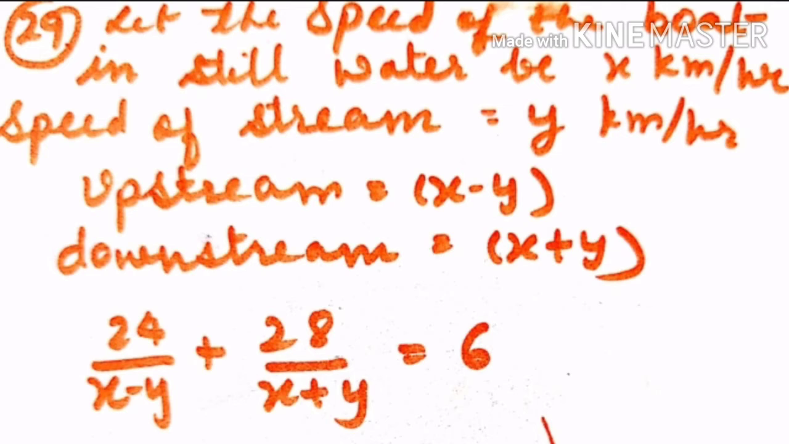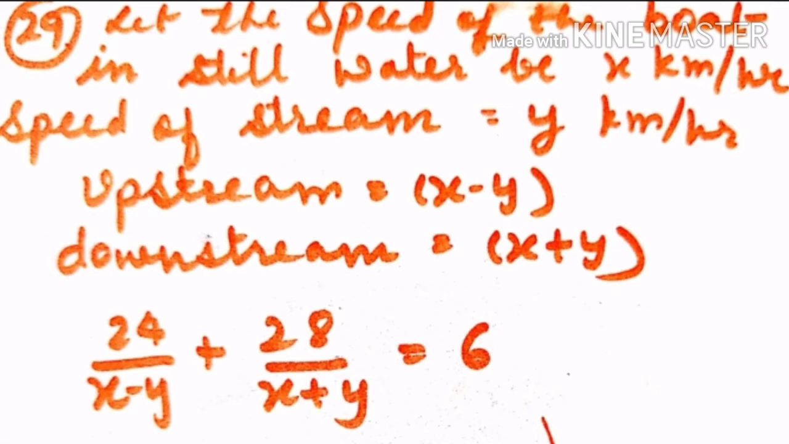Now as I explained earlier, upstream means whenever we go upside our speed decreases, that is x minus y. So from still water we subtract the speed of the stream, and whenever we move downward our speed increases. So speed in still water x plus speed of stream, we add x and y, that is our downstream.